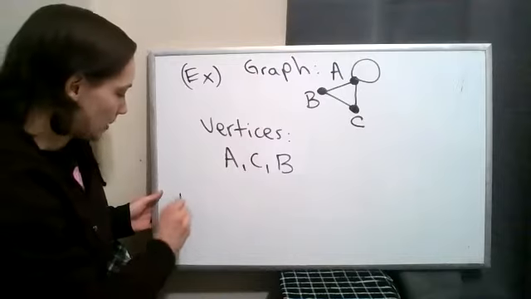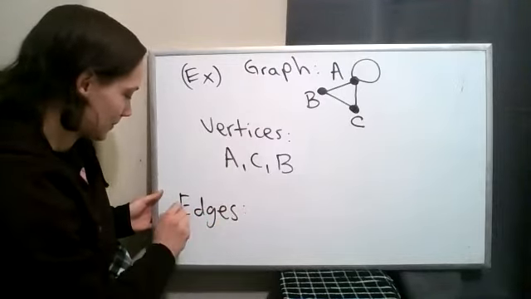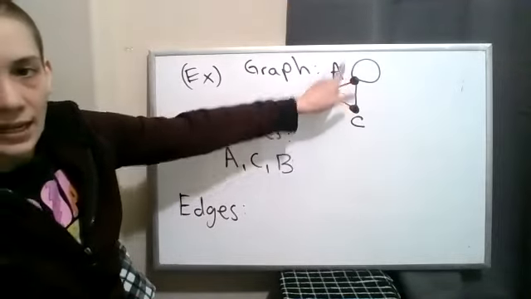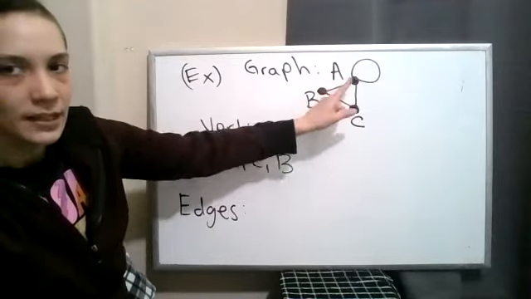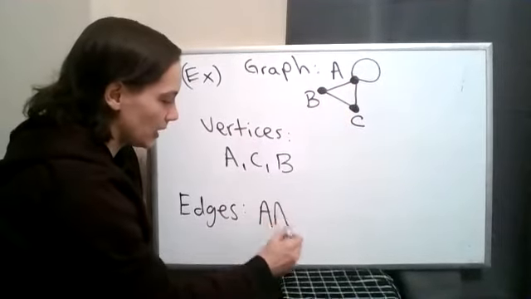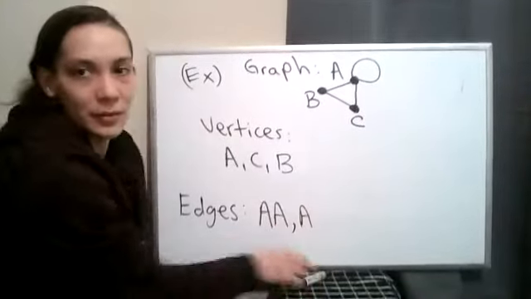Edges are going to be AA, AB, AC. So there's the loop, AA, edge, AB.